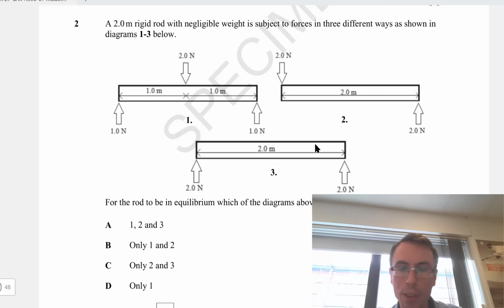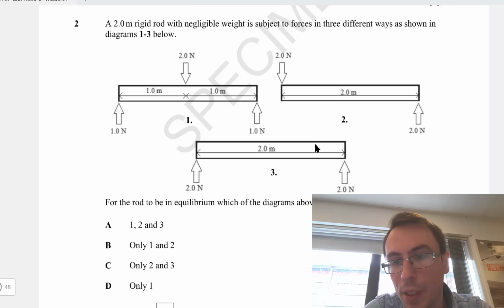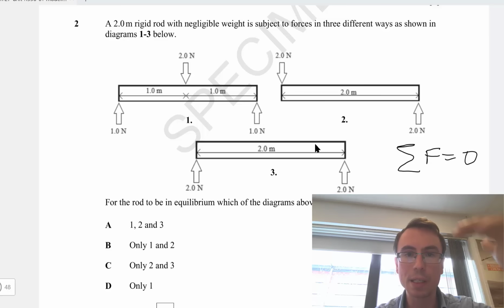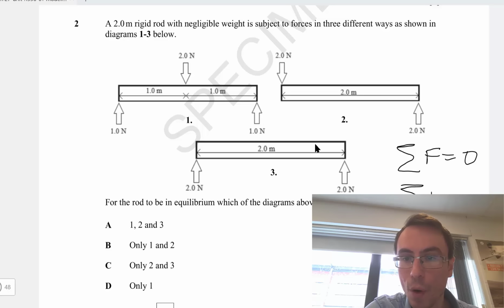Okay, next one, we've got a 2-meter rigid rod with negligible weight subject to forces. For the rod to be in equilibrium, which of the diagrams is or are correct? Okay, there's two conditions. Number one, the sum of all the forces has to be equal to 0. Basically, we have to balance them. All the upwards forces have to equal the magnitude of all the downwards forces.